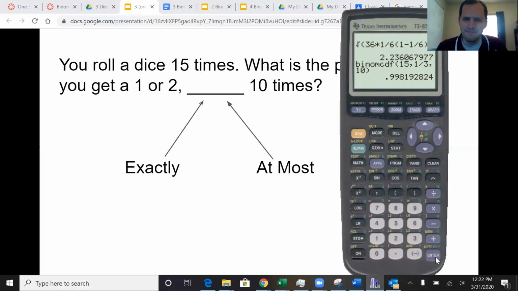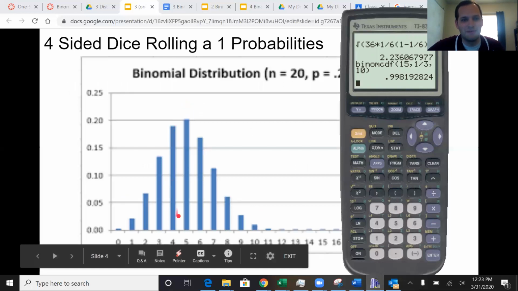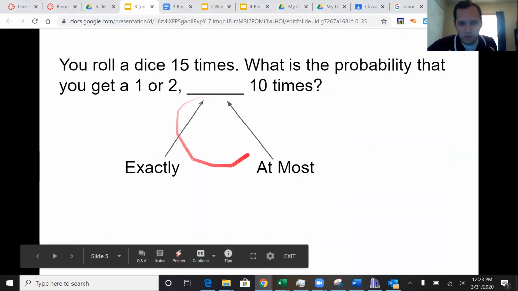Okay. If we think of what it should be, if we roll a dice 15 times, how many times would we expect to get a 1 or a 2? Well, you'd probably expect about 5 of those to be a 1 or a 2. You'd expect a third of the 15. So 5 is what we would expect. If we go back to this graph right here, 5 is what we were expecting. We're saying anything up till 10, isn't that kind of the same idea? It's a 4-sided dice instead of a 6-sided dice, but it's kind of a similar shape. We're looking at getting 10 of those. That's almost 100%. Okay, so that's at most.